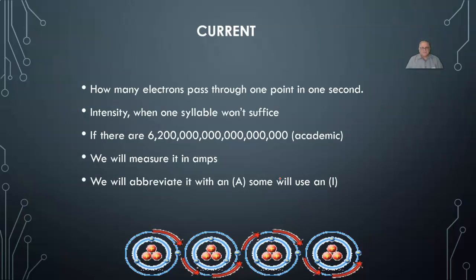Current is how many electrons pass through one point. The term amp, again, has one syllable, so that just won't suffice. So they have to use the term intensity. Again, intensity, current, or amps, same thing. Technically, it is 6.2 billion electrons passing through one point in one second. So two things about that. First, I'd really like to meet the guy that counted those. And second, that's more of an academic term.